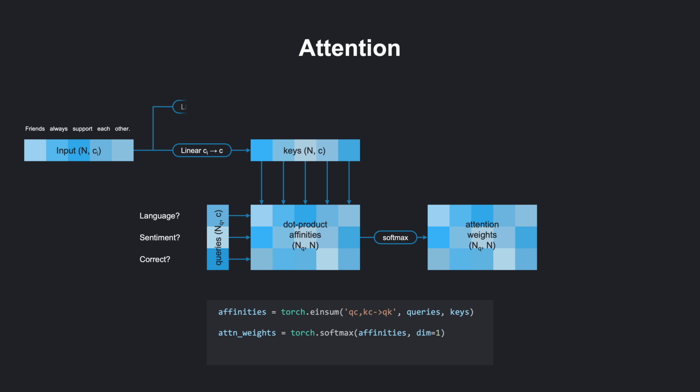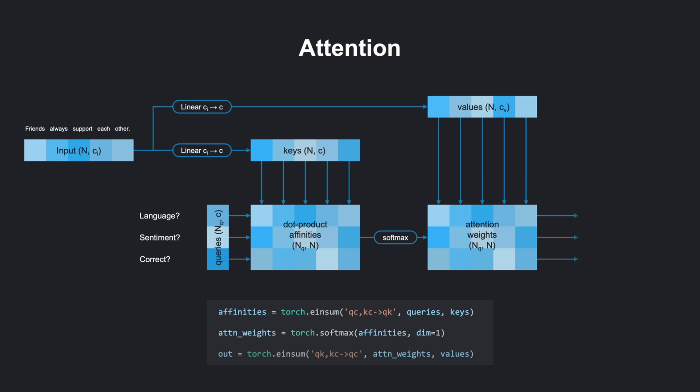To generate the final outputs, we create a value vector for each input through a linear layer. Note that, just like for the key embeddings, we use the same linear layer for all keys and apply it to all the input vectors individually. These value vectors are scaled by the attention weights and summed up to create one output per query vector, as shown below. This is the full attention mechanism.